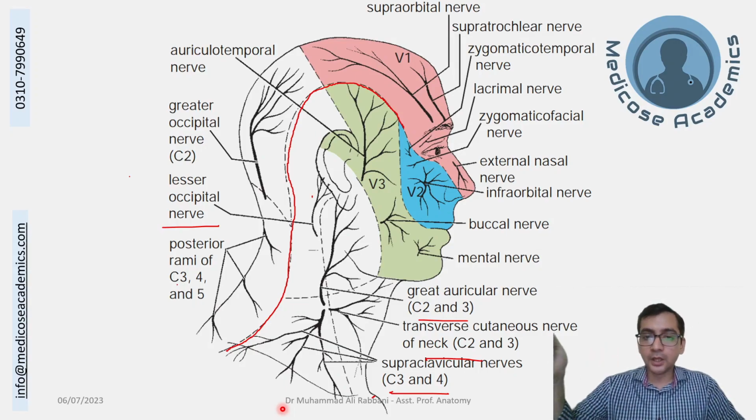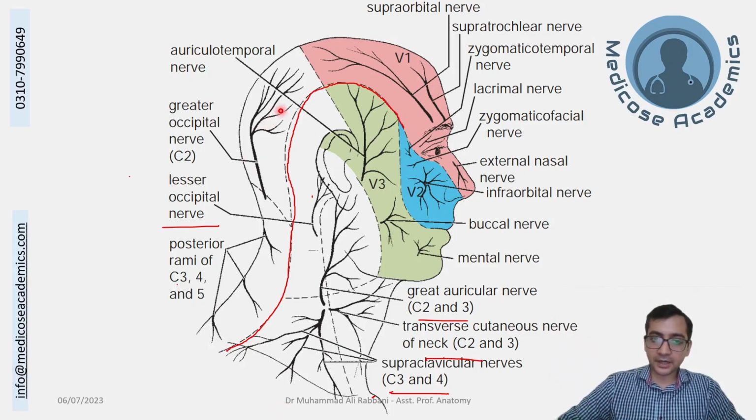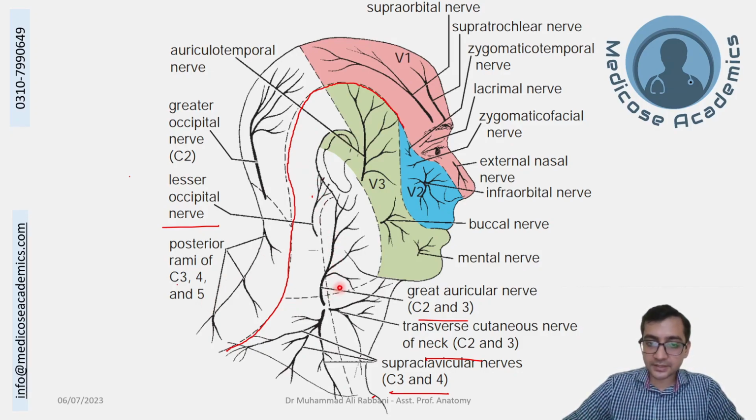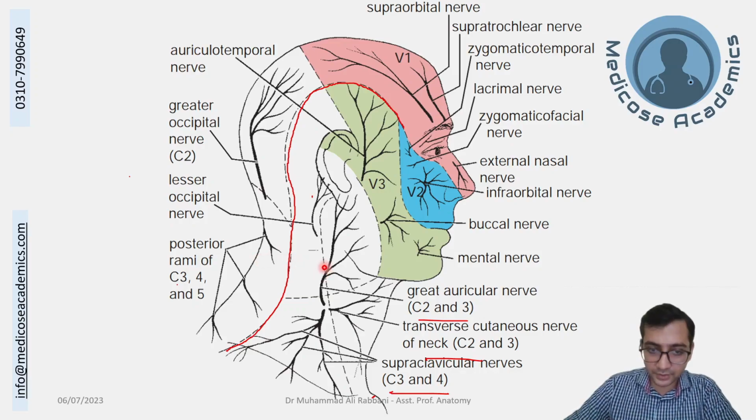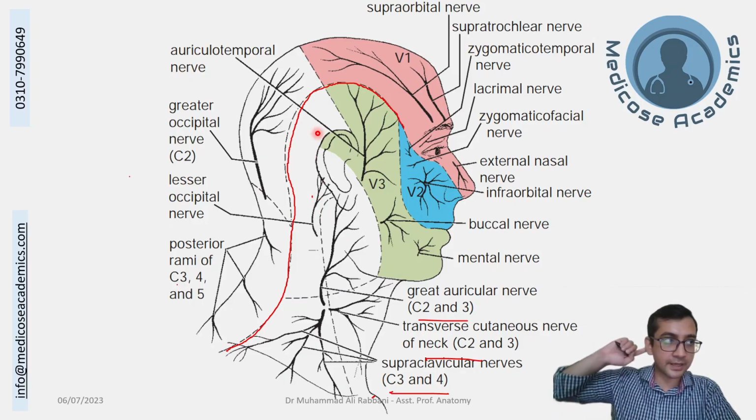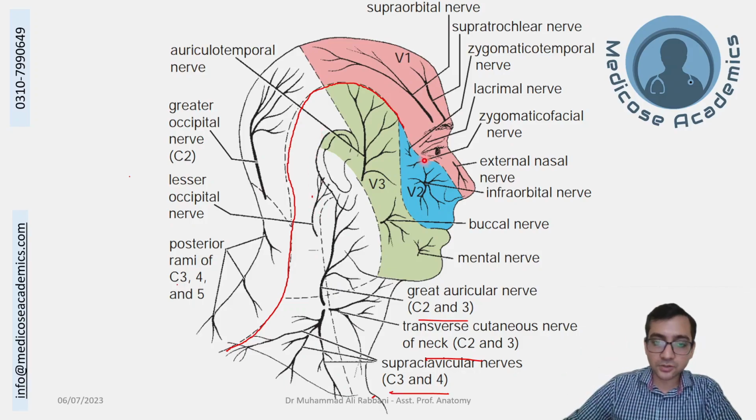Very quick revision. Posterior aspect, upper half by the greater occipital, lower part conjunctively by C3, C4 and C5. These are all from the posterior ramus. Anterior part, all of these nerves are arising from the cervical plexus. All of these are coming from the posterior margin of the sternocleidomastoid. The one going up behind the ear and supplying the medial aspect, that is the lesser occipital nerve.